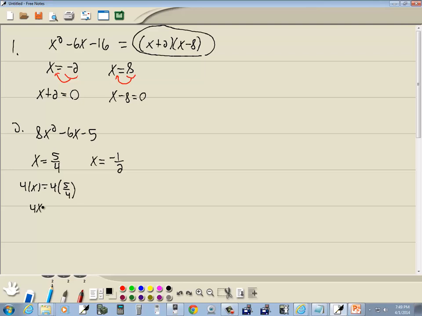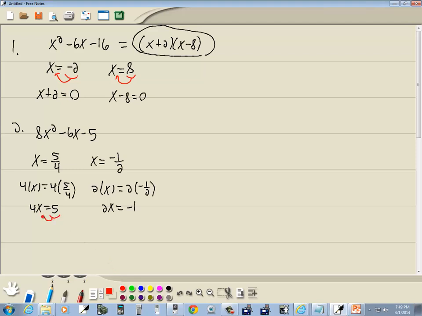And that gives us 4x is equal to 5. And on our second one here, we can multiply both sides by 2. So 2 times x and 2 times negative 1/2. So we got 2x is equal to negative 1. No fractions.